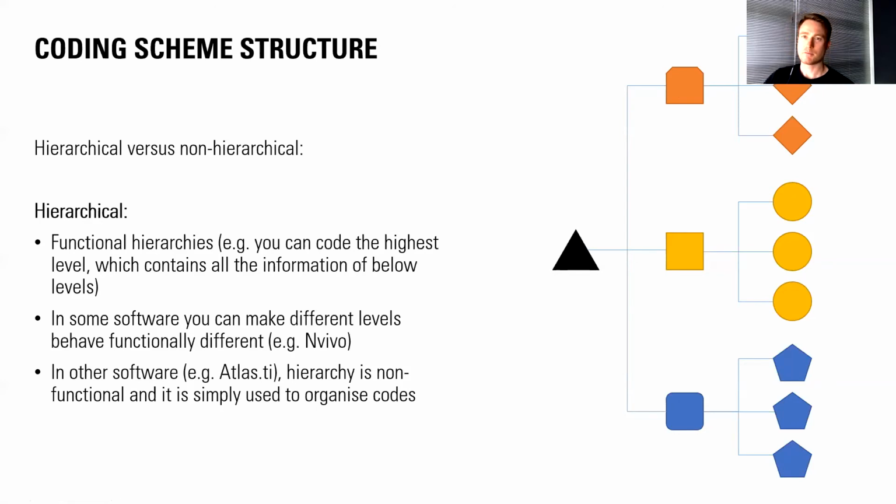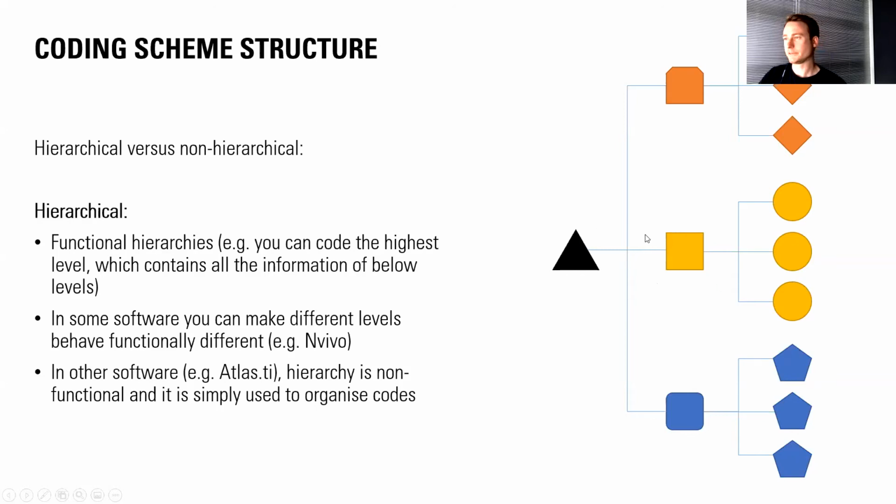A coding scheme in a functional hierarchy kind of looks like this, where we have different levels. So we might have categories, subcategories, and then the specific codes within them. If you're using them as a functional hierarchy, and this applies to certain software, for example NVivo, you can code in functional hierarchies. It basically allows us to code at different levels. So if we have a hierarchy like this, we can code at 3 levels: the category level, the subcategory level, and the code level.